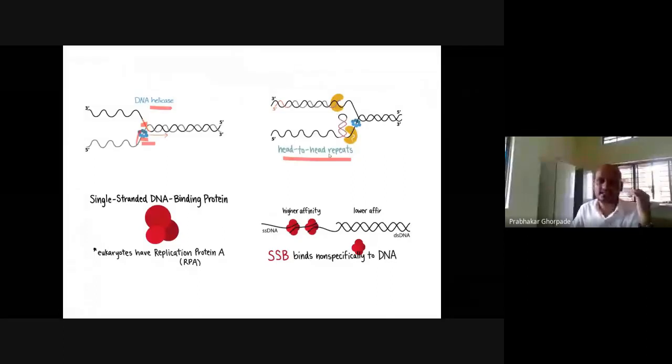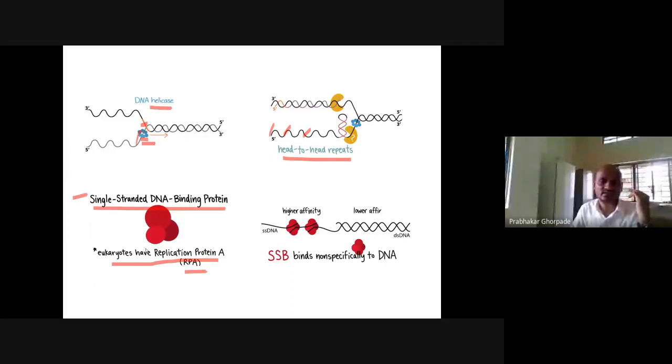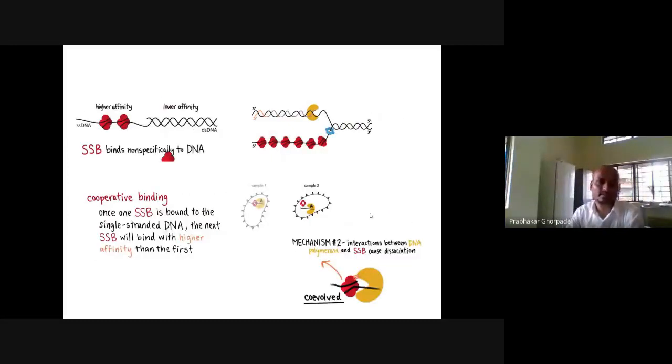And once this single-stranded DNA is there, it may get bound by the single-stranded DNA binding protein. Eukaryotes have replication protein A instead of this single-stranded binding protein. We call it replication protein A in the eukaryote. SSB binds non-specifically to the DNA. So this is a DNA, and this SSB is binding single-stranded DNA with high affinity, but if it is double-stranded DNA, this SSB will bind with lower affinity. So higher affinity and lower affinity. SSB binds DNA non-specifically. Okay, so any sequence of the DNA is there, it will bind.